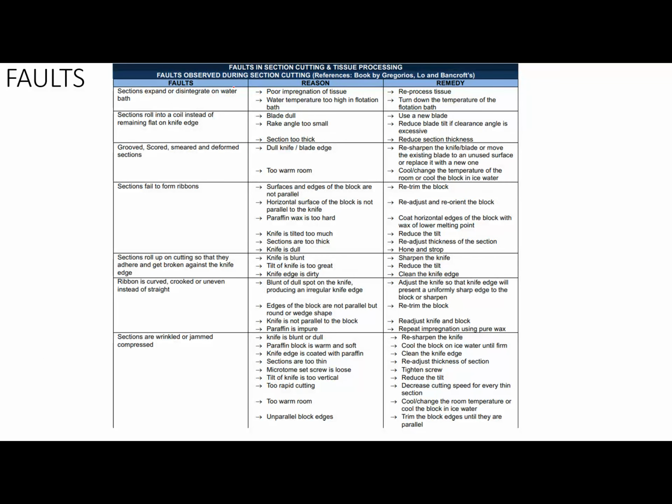Now let's go to the last topic. So here is the most tedious, class, also asked in the board exam. Again, I won't explain them one by one, but here you would be able to find faults, the reason or the cause of the fault, and the remedy.